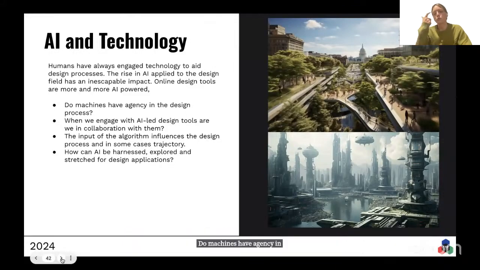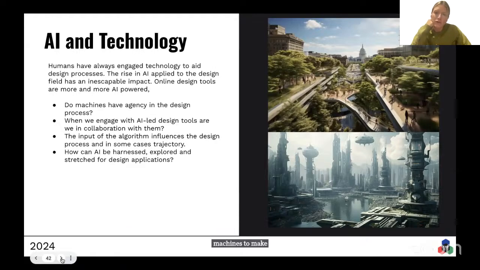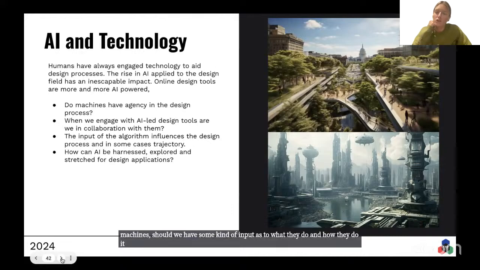And I think you will talk about scholars like Nadia Peak, who has been involved in designing machines to make machines as well. If we are collaborating with these machines, should we have some kind of input as to what they do and how they do it? Or should the collaboration be as organic as it is, for example, when collaborating with a fungi or with a whale?